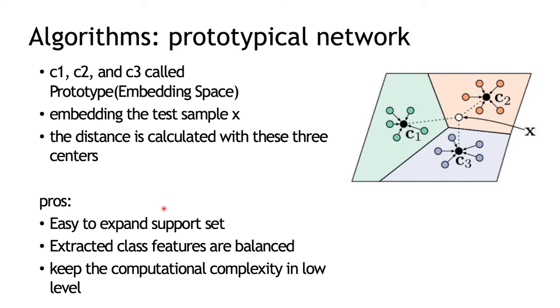It's very convenient to extend the support set, since there is only one prototype per class. There is no class imbalance. Because there is one feature embedding for one support, we can keep the computational complexity at a low level.